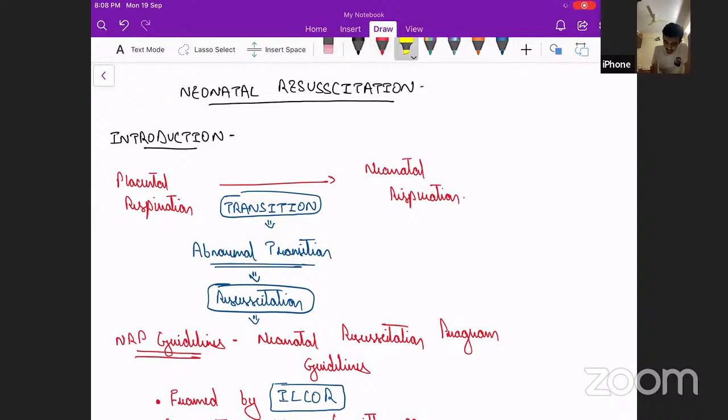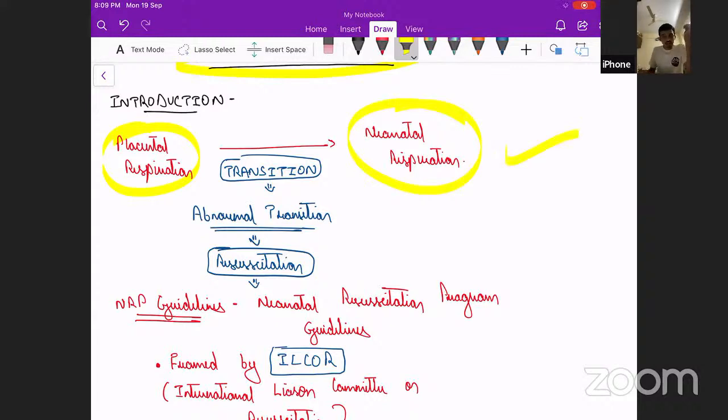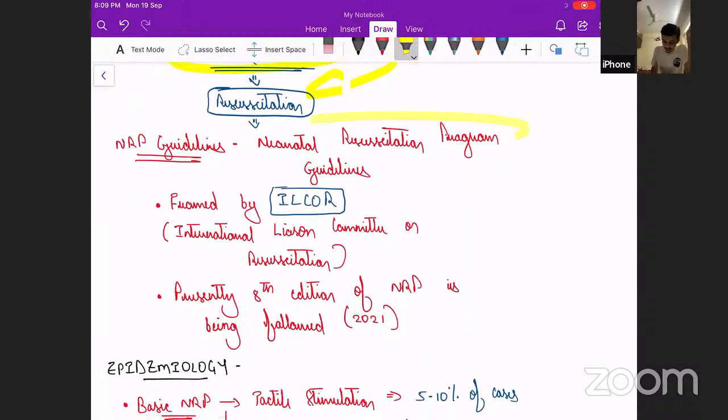So coming to neonatal resuscitation. Fine, introduction to this. Any neonate, while in the intrauterine period, has placental respiration. And once they come out to the external environment, there is neonatal respiration. There is a transition that has to take place, because outside it is the lungs that function, right? And the lungs are not functional in the intrauterine period. So this transition has to occur smoothly for the newborn to breathe. If there is an abnormal transition, then comes the need for us to resuscitate the newborn, correct? And this resuscitation protocol is based on the NRP guidelines, Neonatal Resuscitation Program guidelines.